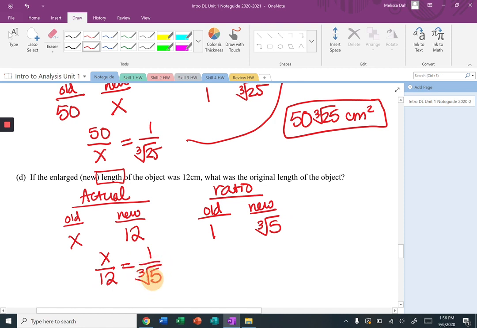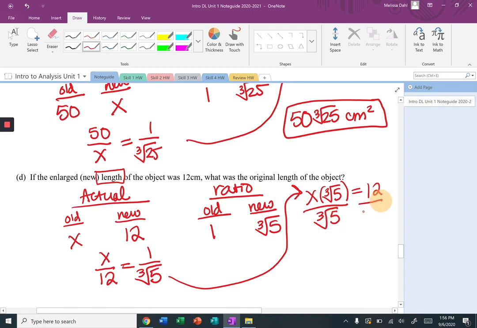So x times the cube root of 5 equals 12 times 1, which is 12, and divide by the cube root of 5. For our purposes here in this problem, I'm going to let you guys keep it as 12 divided by cube root of 5, and then this was centimeters, or you guys can put it all into the calculator and you can get the decimal approximation for that. So hopefully this helps you with those analysis problems.